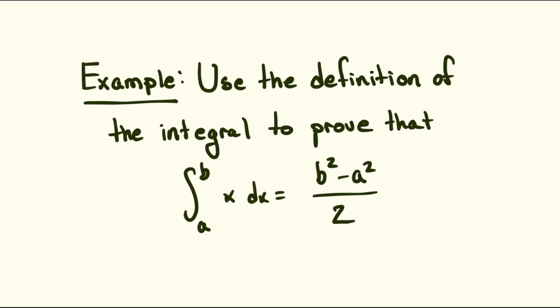We're going to be using the definition of the integral to prove that the integral from a to b of x dx is the same as (b squared minus a squared) over 2. And this is going to take a lot of algebra, and it's going to be a little bit of fun because of that. All right, let's start off.